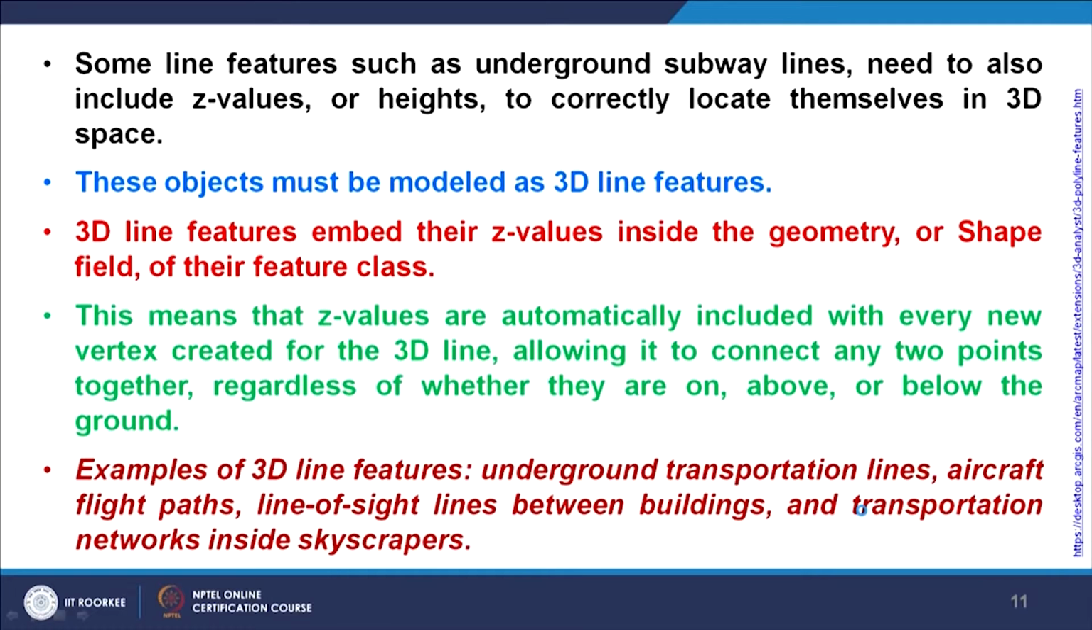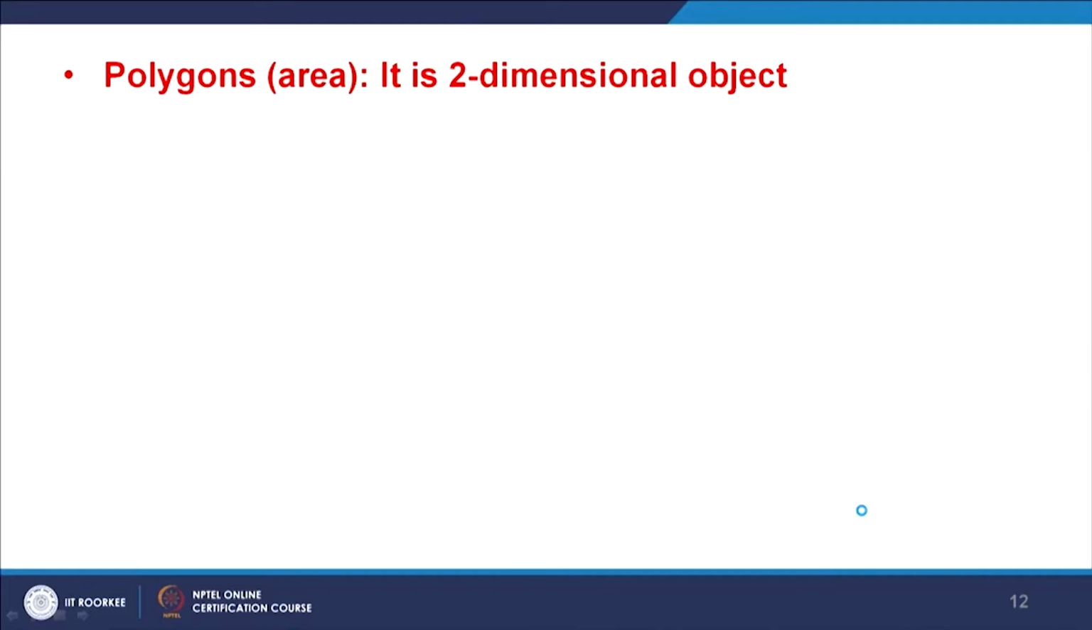Also handled in GIS, line of sight between buildings or mountain, and between two mountain peaks, that can also be stored nicely. Line of sight analysis can also be done. So, when we will be discussing the GIS analysis part, all this discussion will come, also called viewshed. And then transportation network inside skyscrapers. A lot of networks can be handled very nicely.